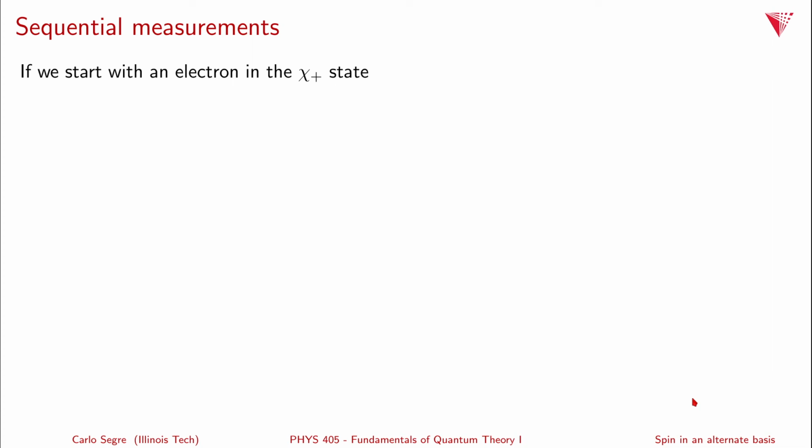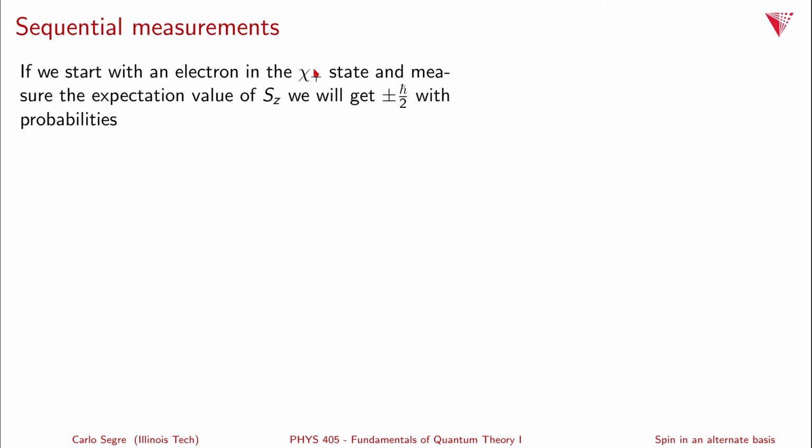Now, what if we want to do some measurements? Let's imagine that we start with an electron in the chi plus state. Now remember, the chi plus state is the spin-up state in the S sub z basis. And then we measure the expectation value of S sub z with this. We'll get the following probabilities. If we know that we prepared it in the chi plus state, when we measure S sub z, we get P z plus is equal to 1, and P z minus is equal to 0, because it's in the plus, the spin-up state.